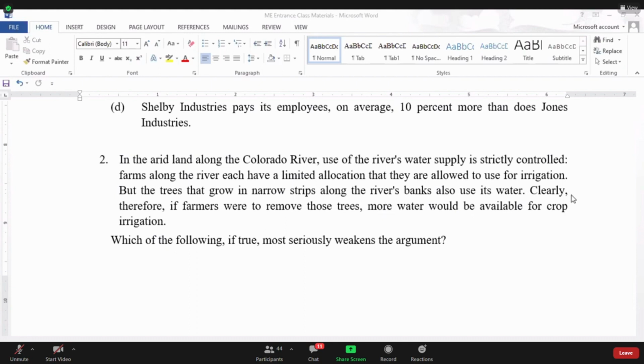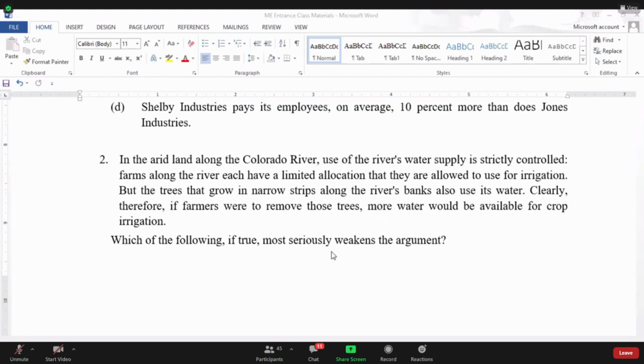Isn't it? Clearly. Therefore, if farmers were to remove those trees, then what would happen? More water would be available for crop irrigation. Then for irrigation, there would be enough supply of water. If the trees were removed, then there would be enough supply of water for crop irrigation. Isn't it? This is the main idea. This is the argument.